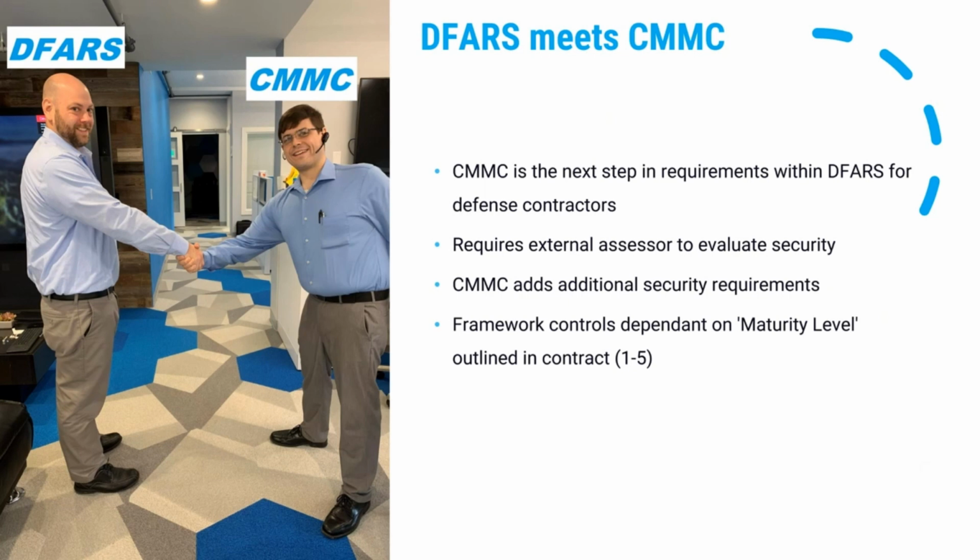DFARS now includes clauses that outline the plan for the DoD to audit and for third-party assessment. CMMC is built on the NIST 800-171 framework, but it does include additional security controls, so that's important to understand. It's also important that the controls which apply to your organization are dependent on what they're calling the maturity level outlined in your contracts. This is really the sensitivity of data which you're going to be handling or which will be flowed down to you from the government.